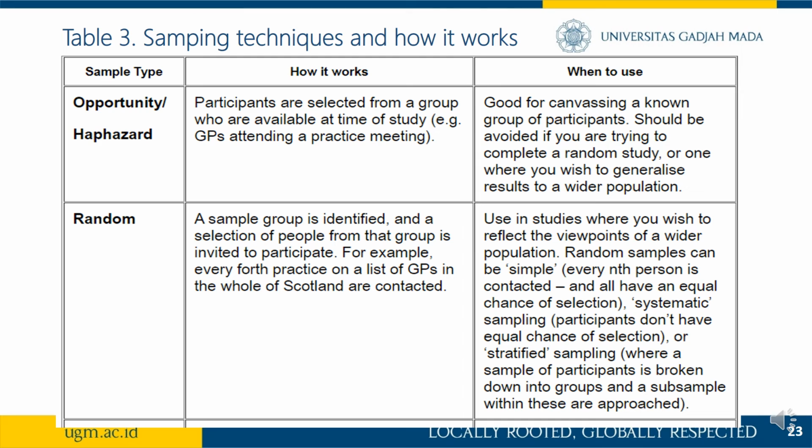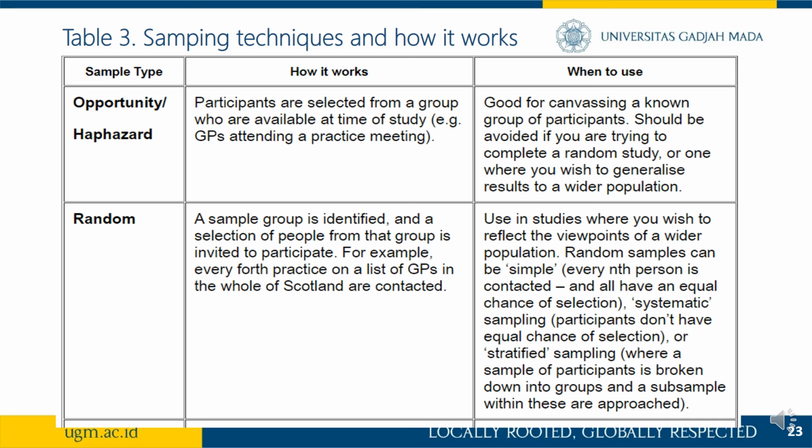Table 3 shows the sample techniques and how they work. Convenience sampling, or opportunity sampling, is where participants are selected from a group who are available at the time of the study. For example, doctors or pharmacists attending a continuing education meeting. It is very easy for canvassing a group of participants.